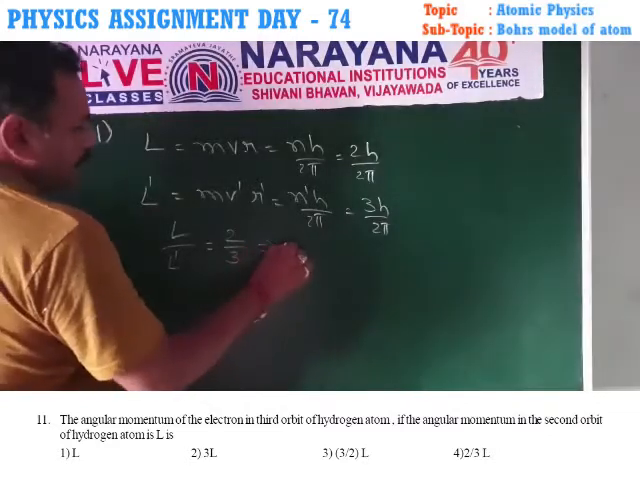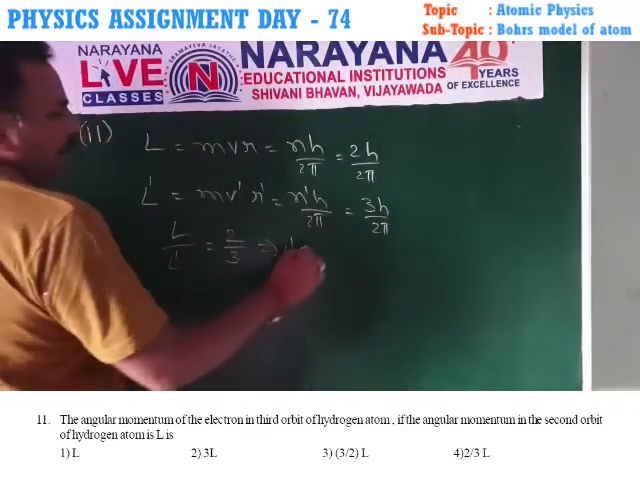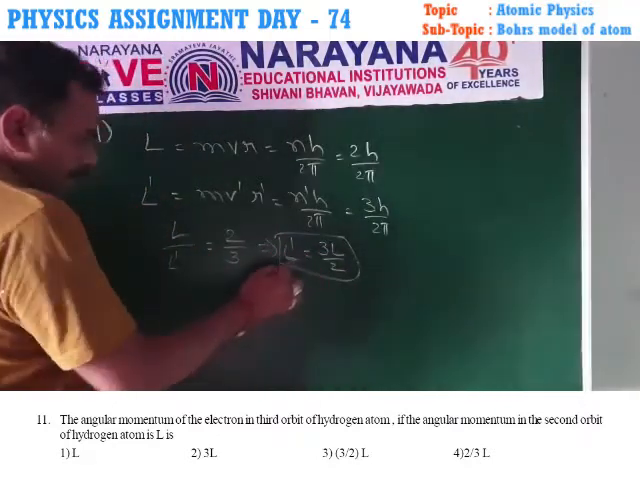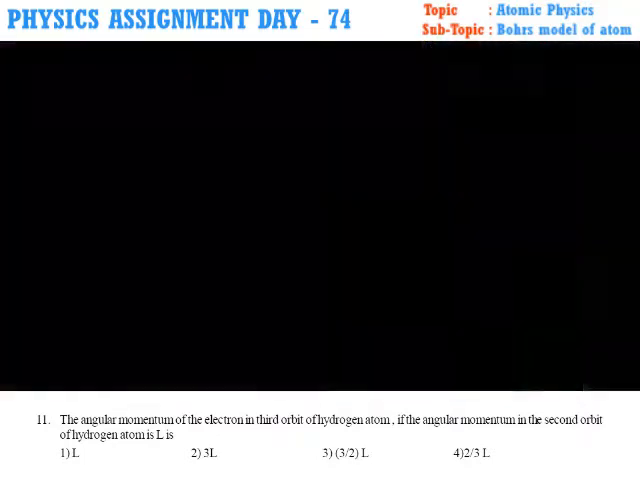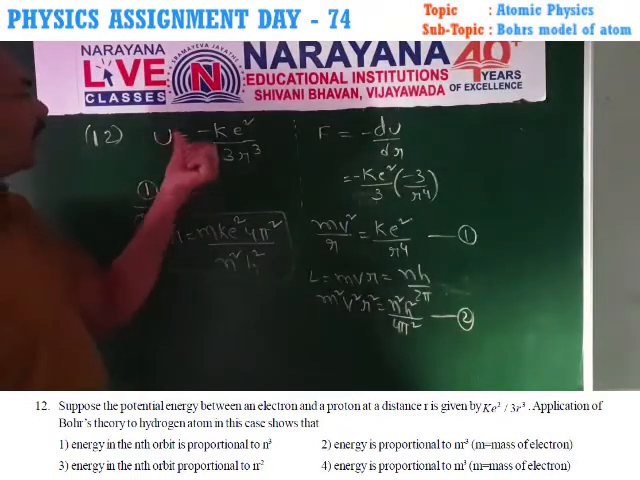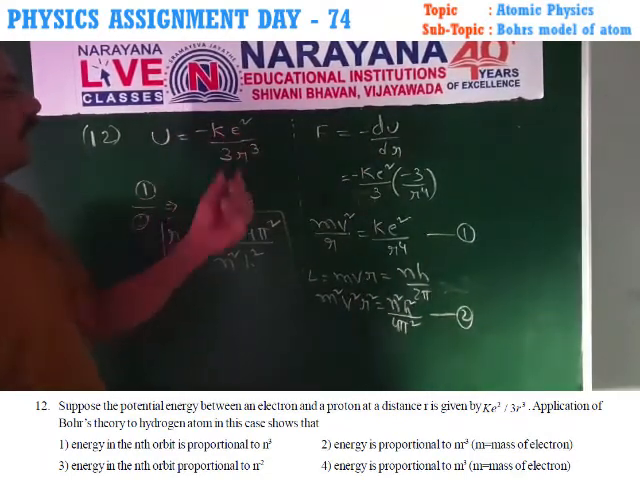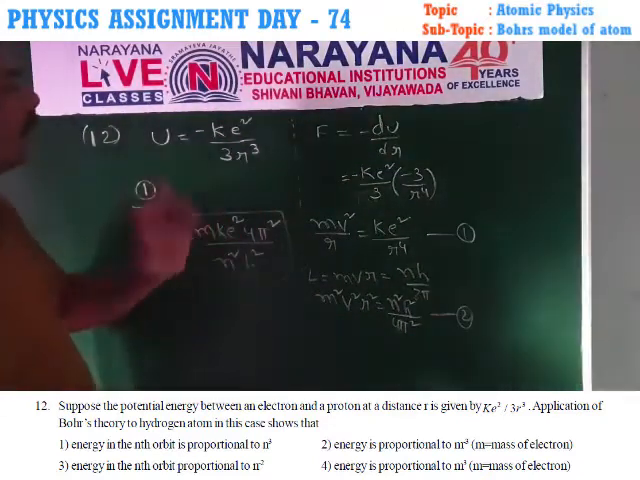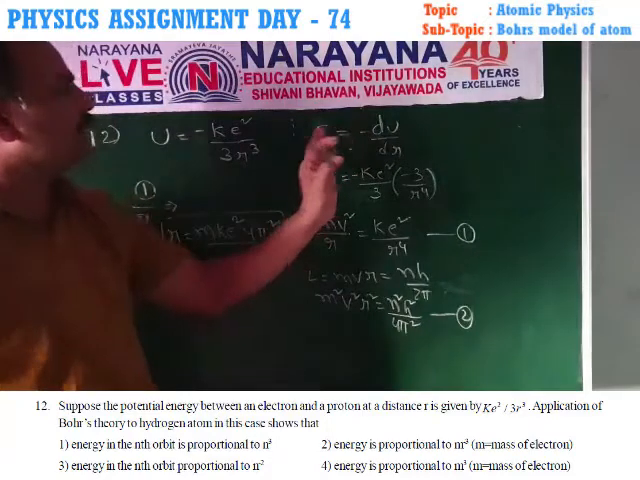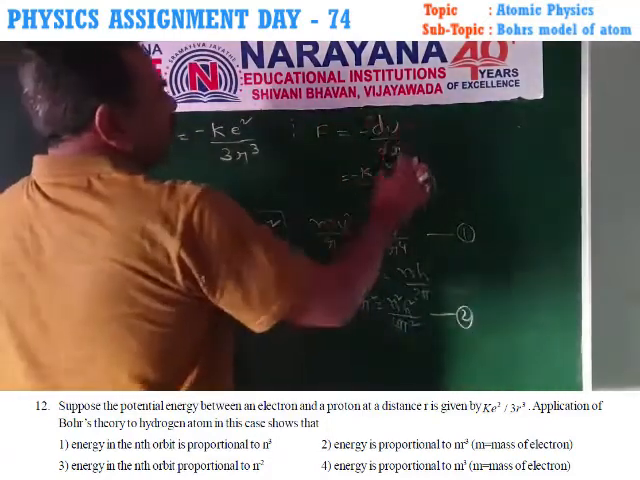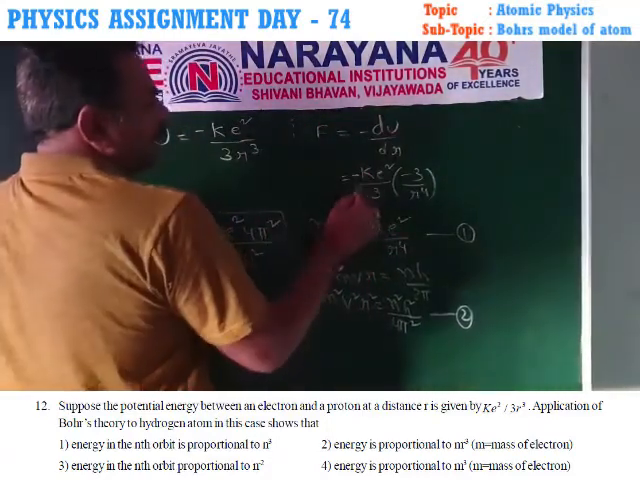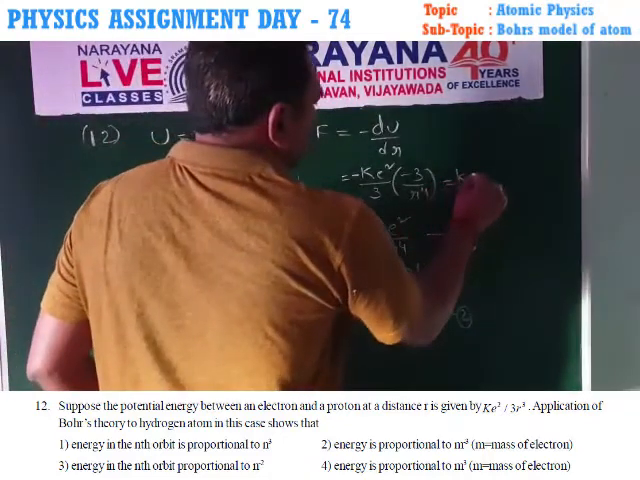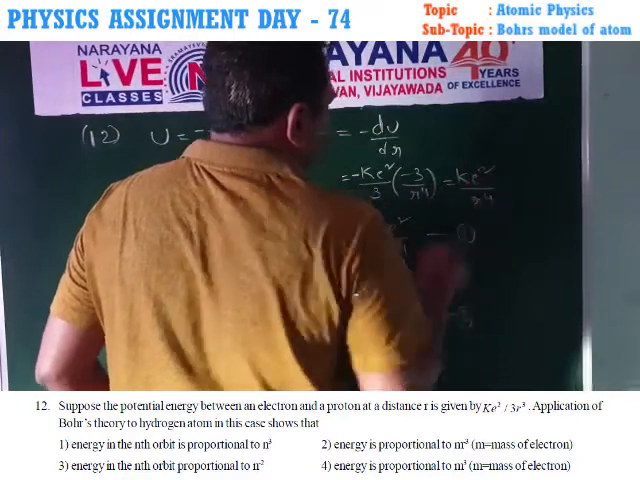But L dash value is equal to 3L by 2. This is the angular momentum for third orbit. In 12th sum, potential energy between proton and electron is given as minus K E square by 3 R cube. But force of attraction F is equal to minus dU by dR. So by differentiating it, we get a force. The value is K E square by R power 4.